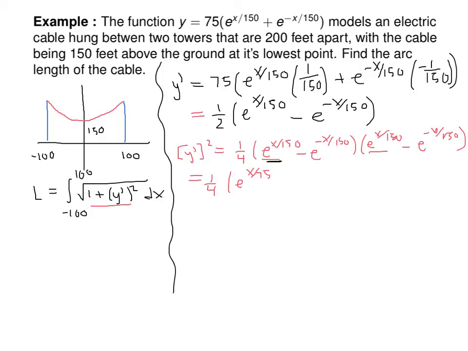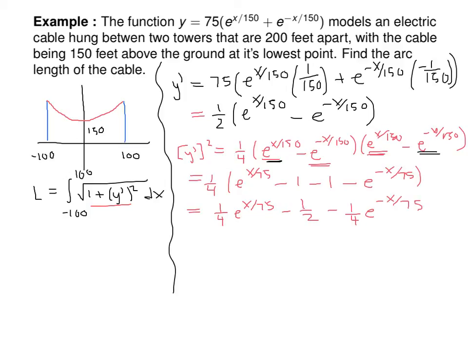Multiplying e to the x over 150 by negative e to the negative x over 150 will give us negative 1, because when those powers add, we get e to the 0, which gives us 1. Multiplying e to the negative x over 150 by the first term gives us minus 1 again, and then minus e to the negative x over 75. So that simplifies to 1/4 e to the x over 75 minus 1/2 minus 1/4 e to the negative x over 75.